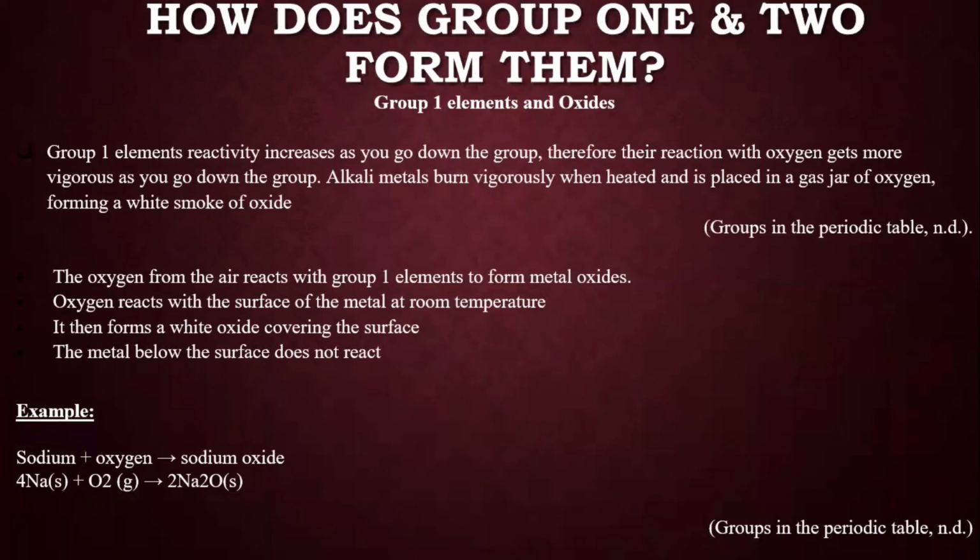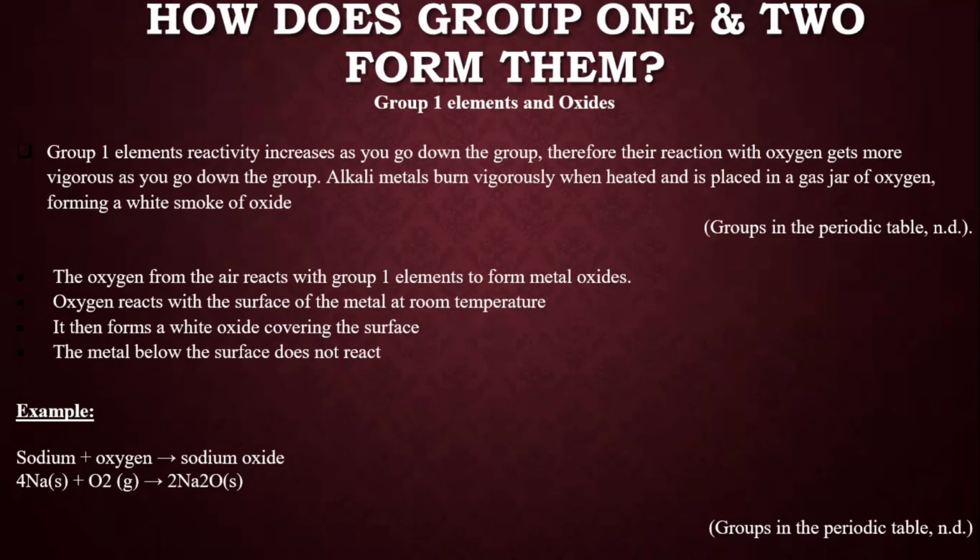Now, how do group 1 and 2 form these oxides? Group 1 elements' reactivity increases as you go down the group. Therefore, their reaction with oxygen gets more vigorous as you go down the group. The alkali metals burn vigorously when heated and placed in a gas jar of oxygen, forming a white smoke of oxide. So the oxygen from the air reacts with group 1 elements to form metal oxides.